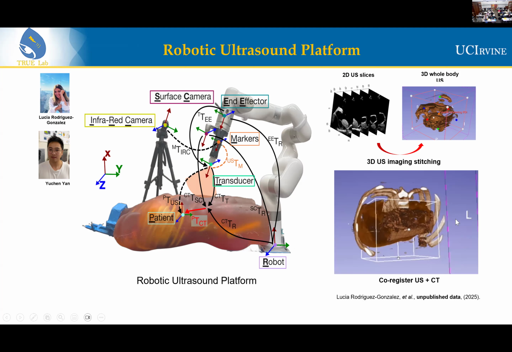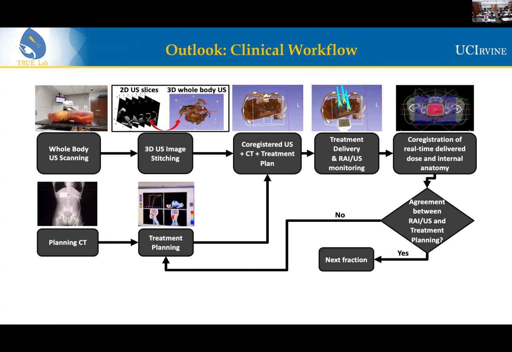We can co-register this whole body ultrasound with CT, and we're really trying to change the clinical practice in radiation oncology. Traditionally in radiation oncology, you have the plan, say, this liver cancer patient should receive a 70 gray dose. So we have a computer, we do simulation on the CT imaging, and we do the treatment plan. And then we verify this on a phantom, and then when the patient comes in the next day, we deliver it.